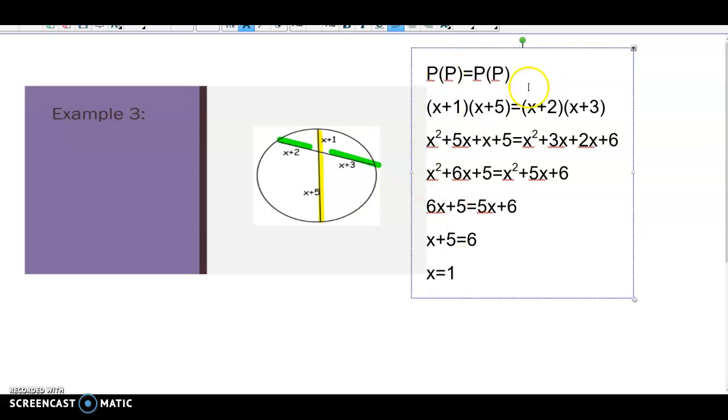So, again, it's a little messier in the sense that it takes a little bit longer algebraically to solve it, but the process is still the same. We have part times part is equal to part times part.